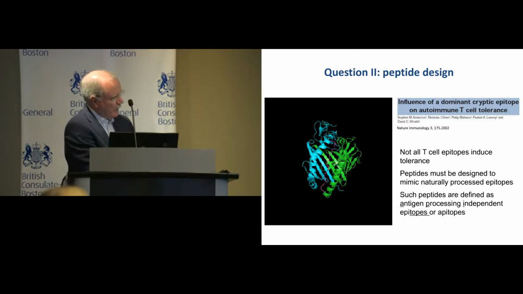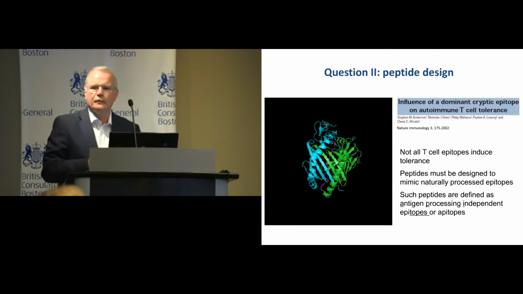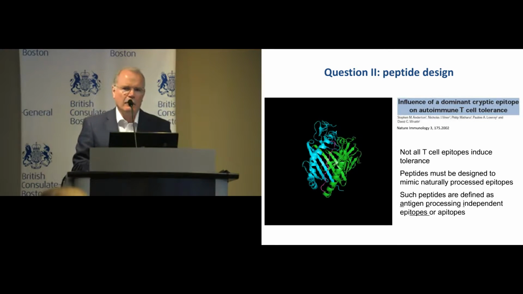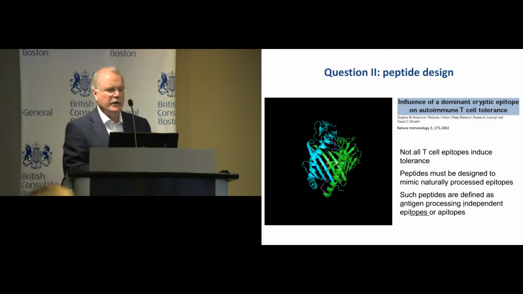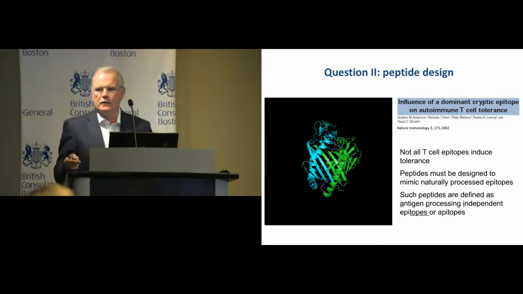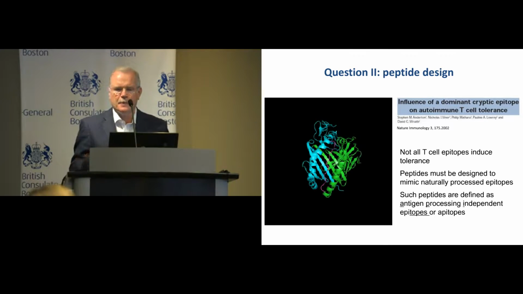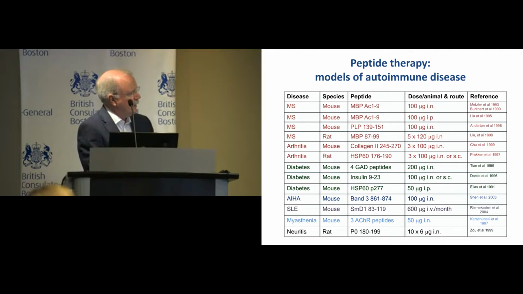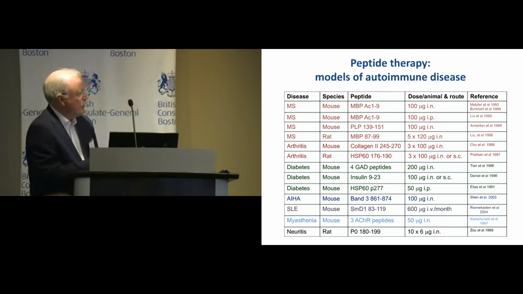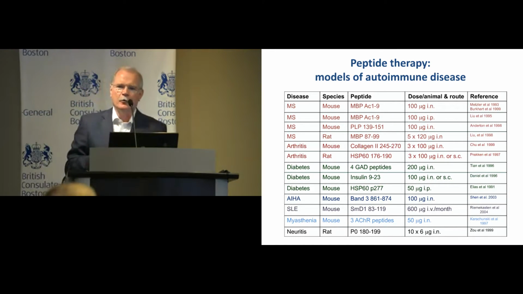Steve Anderson, who worked in the lab at the time, was trying to solve a mystery, and this was why one particular T-cell epitope from myelin basic protein failed to induce tolerance. Okay? And he showed that not all T-cell epitopes induce tolerance, and the reason is because if you look at the MHC class II molecule, it's a relatively open cleft.